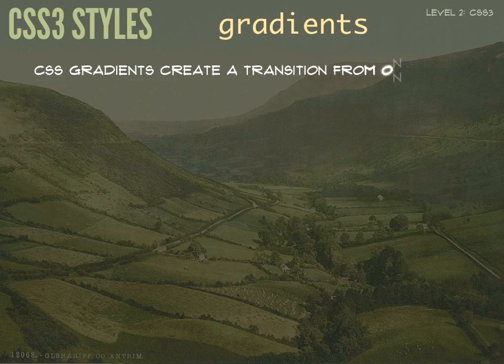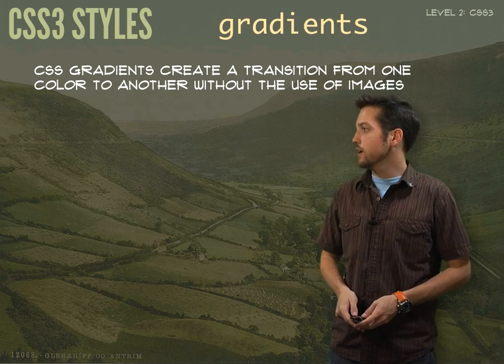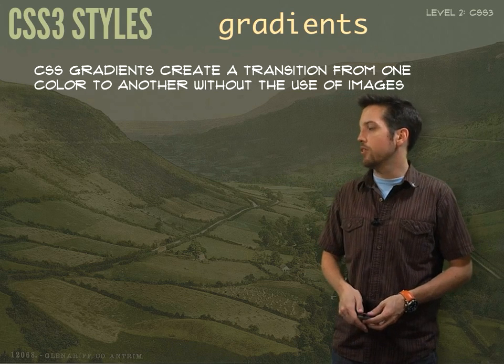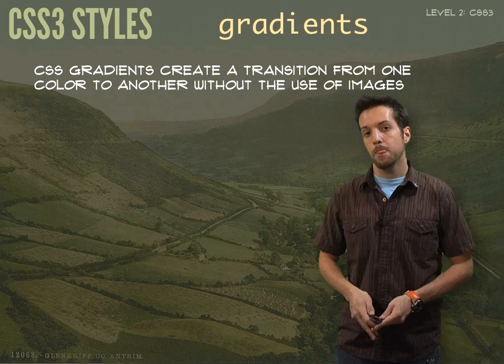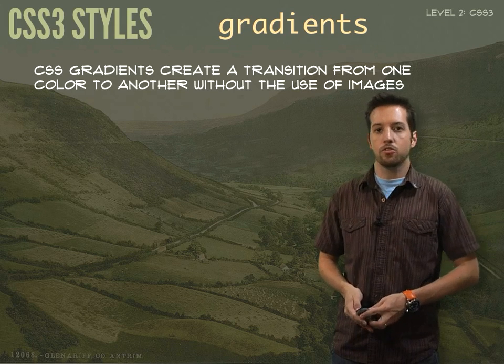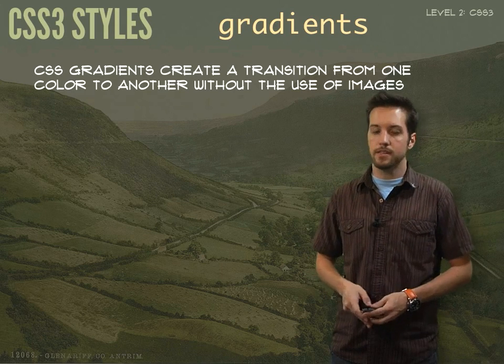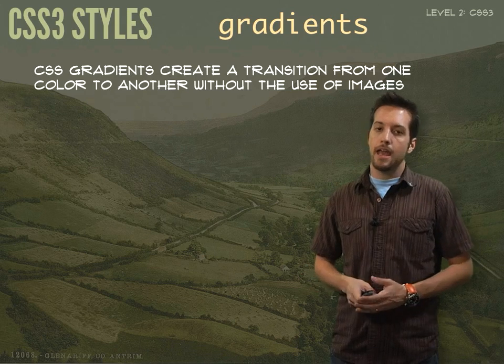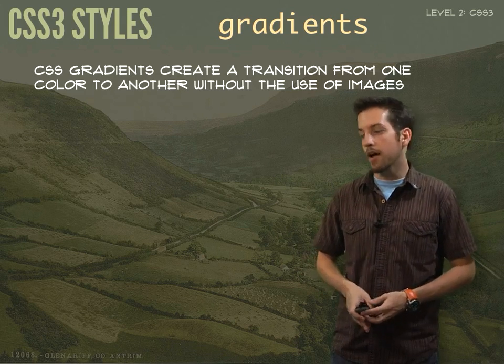Next, let's look at CSS gradients. CSS gradients create a transition from one color to another without the use of images. So we all should be familiar with how to create a gradient for a button, say in Photoshop, but this makes it super easy to create gradients in CSS. Once again, it gives you a ton of variety and allows you to change elements on the fly.